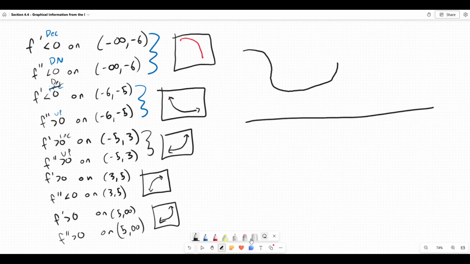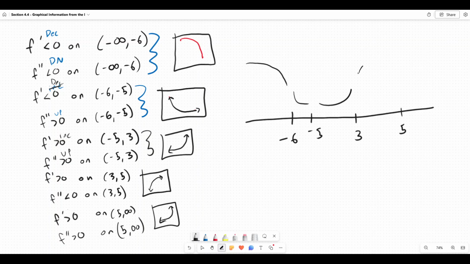Actually, let me stitch these together a little bit better, just so you can see the idea of the sketch. So if we take a look at this graph, something interesting happens at negative 6. So from negative 6, we do something like that. What happens from negative 6 to negative 5? We do something like that. From negative 5 to 3, we do something like that. From 3 to 5, we do something like that. And from 5 to infinity, we do something like that.